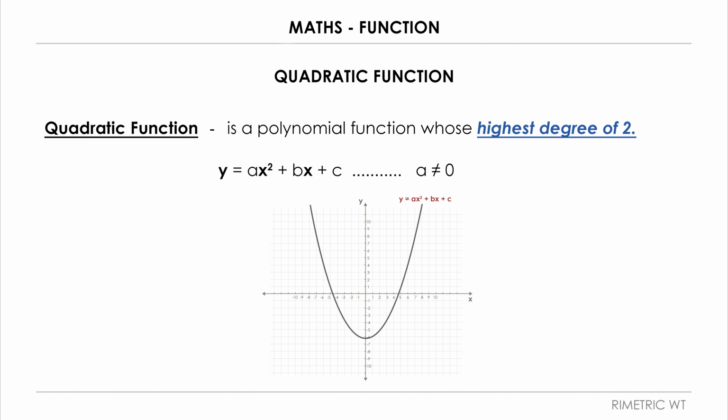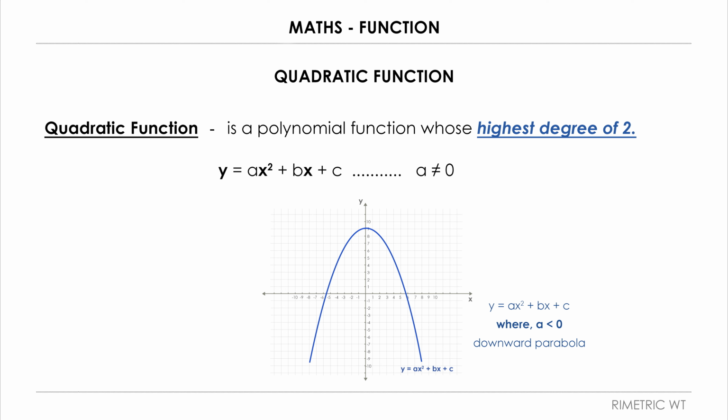As we can see, the graph decreases from the left until it reaches a minimum point, and then it begins to increase, forming the characteristic parabolic shape. This happens when the parabola opens upward, which means the coefficient of x squared is positive. When the coefficient of x squared, or a, is negative, the parabola opens downward. In this case, the graph increases from the left until it reaches its maximum point, after which it begins to decrease, as shown on the graph on the screen.